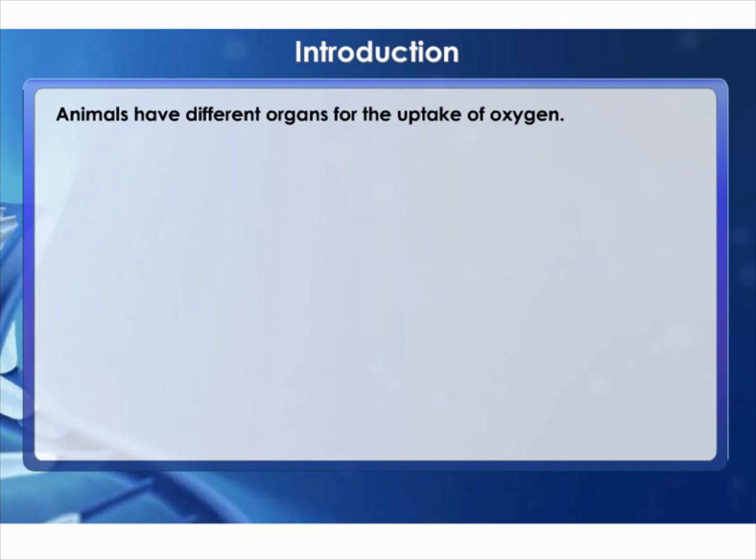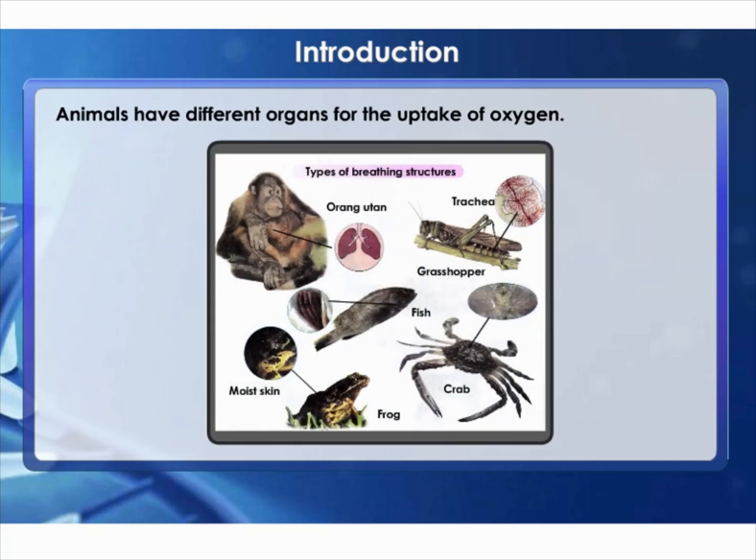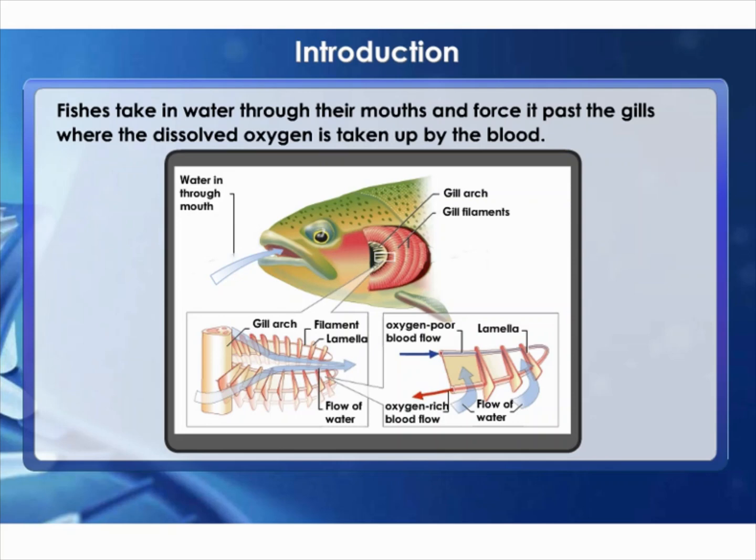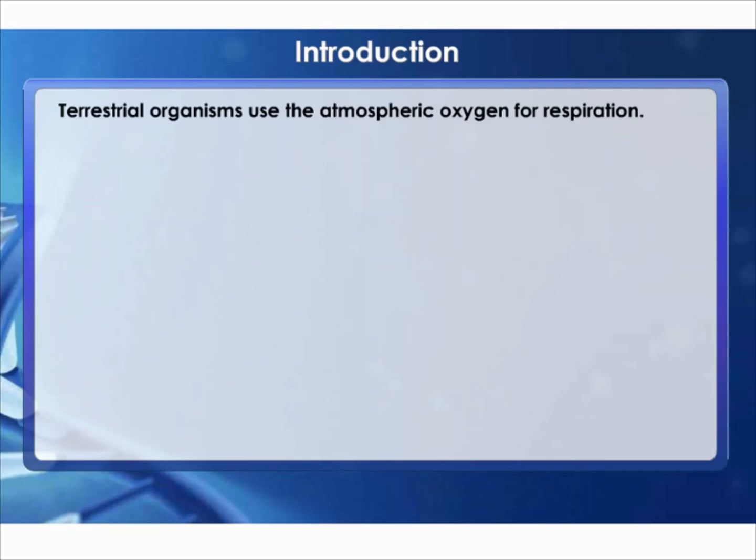Animals have evolved different organs for the uptake of oxygen from the environment and for getting rid of carbon dioxide produced. Terrestrial animals can breathe the oxygen in the atmosphere, but animals that live in water need to use oxygen dissolved in water. Since the amount of dissolved oxygen is fairly low compared to the amount of oxygen in the air, the rate of breathing in aquatic organisms is much faster than that seen in terrestrial organisms. Fishes take in water through their mouths and force it past the gills, where the dissolved oxygen is taken up by the blood. Terrestrial organisms use the oxygen in the atmosphere for respiration.